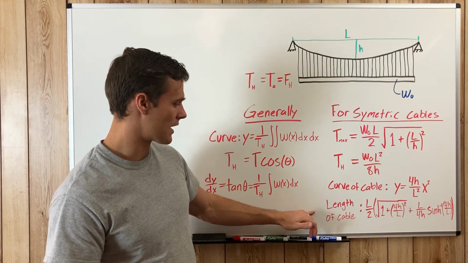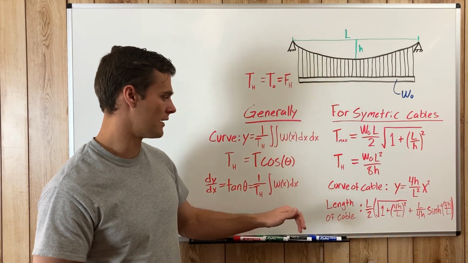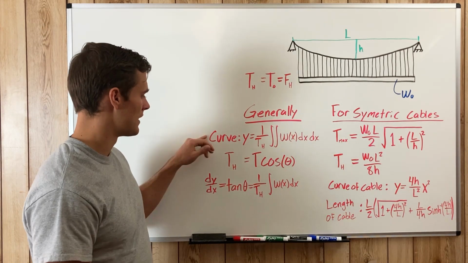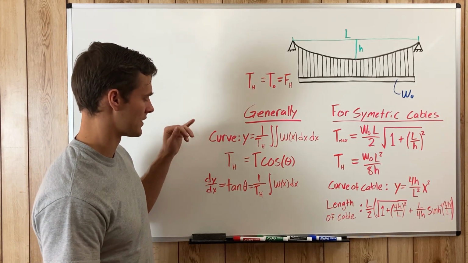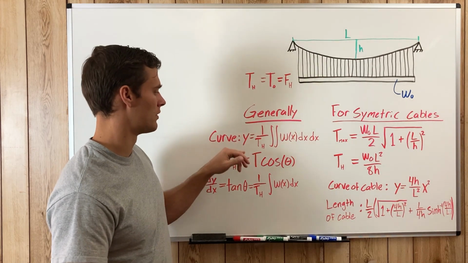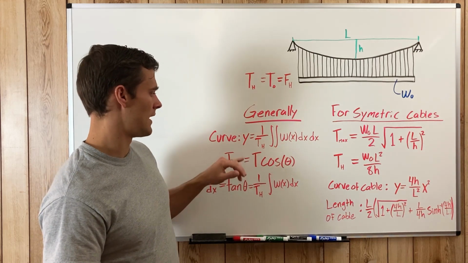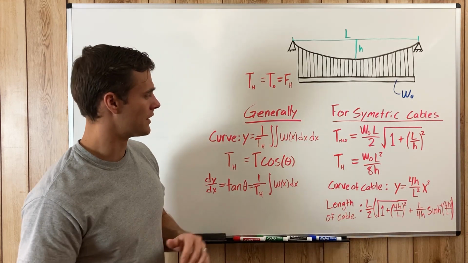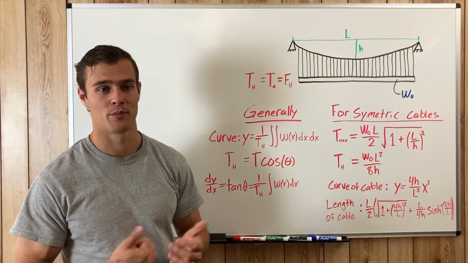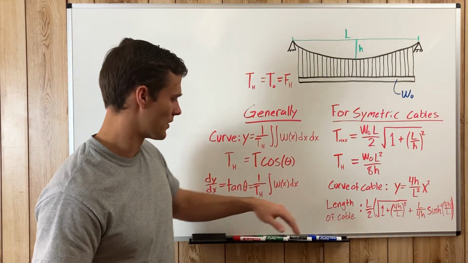And then the length of the cable is given by this more complicated equation, but all of these come from this equation here, which gives you the curve of the cable given a loading function and the horizontal tension in the cable. And so, like you can see, that's a double integral. It can get pretty nasty when it's not a nice symmetric load like this, and you can use these equations.